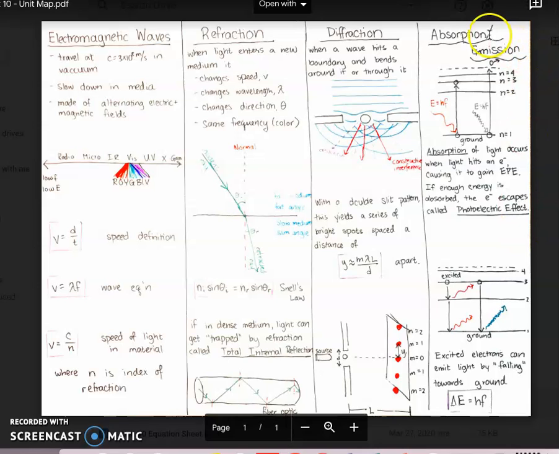So we'll be looking at absorption, emission, and photoelectric effect on Thursday, Friday, Monday, and Tuesday. On the next half day Wednesday, we'll review one more time and then test on Thursday, April 9th. Best of luck and email with questions.